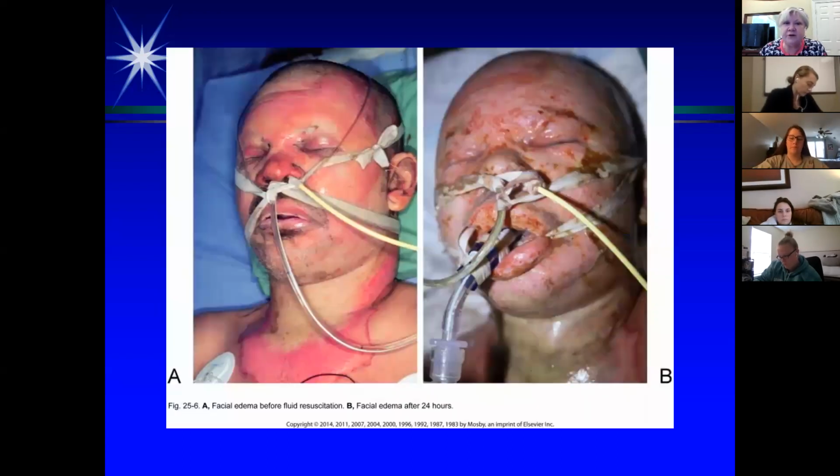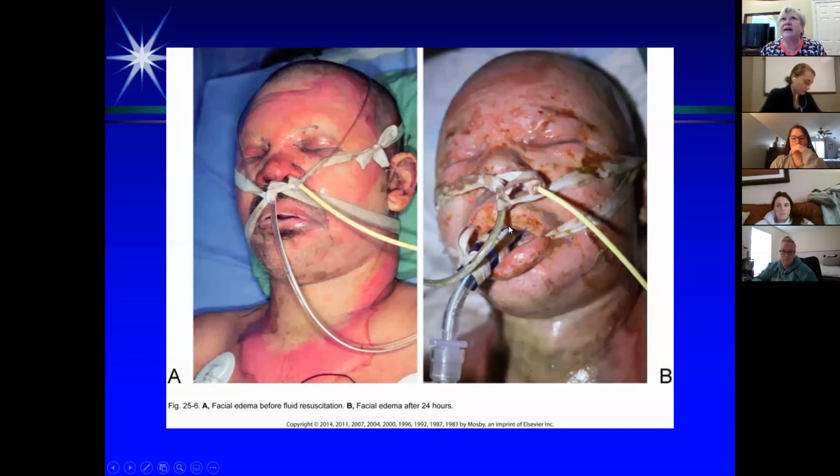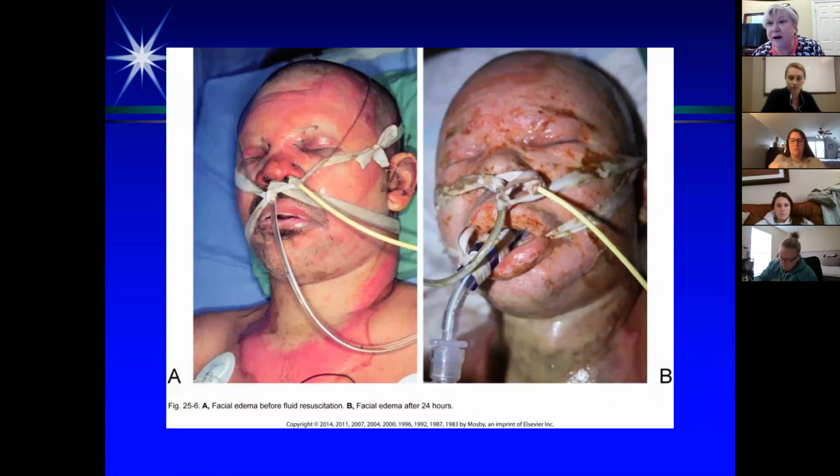So this guy right here, you can see over here, this is what he looked like when he came in burned, in A. And this is 24 hours later, what he's going to look like when all the swelling comes up in his airway. So this is what he looks like on the outside. Imagine what his airway looks like on the inside. This guy, I have to tell you, on a scale of 1 to 10 of what I've seen, he looks to be about a 2.